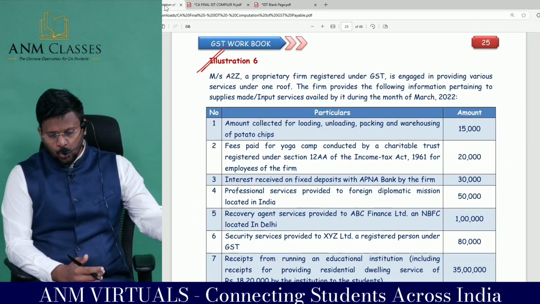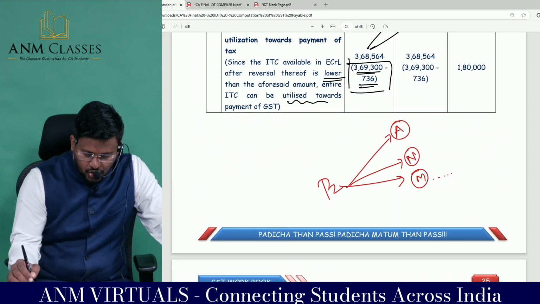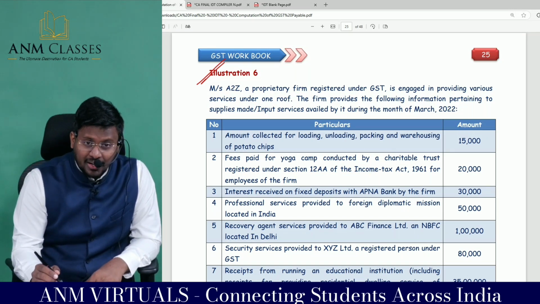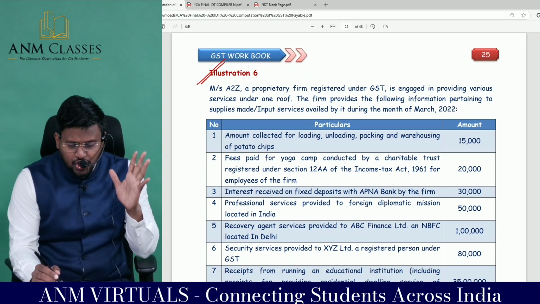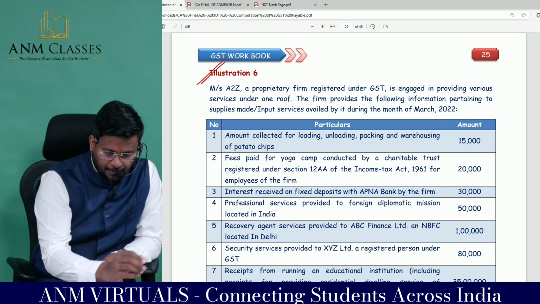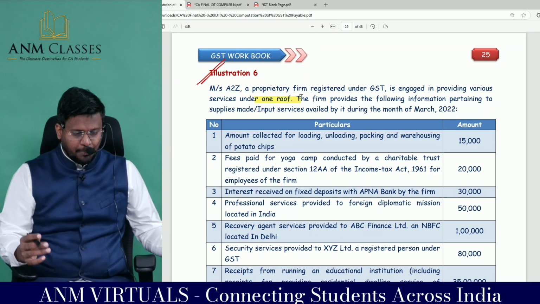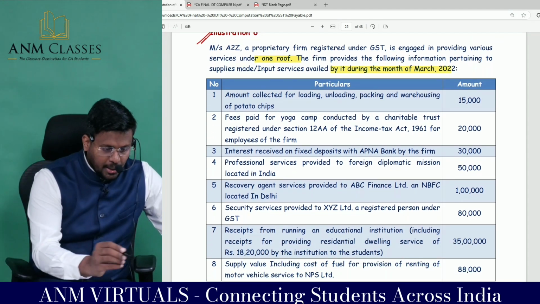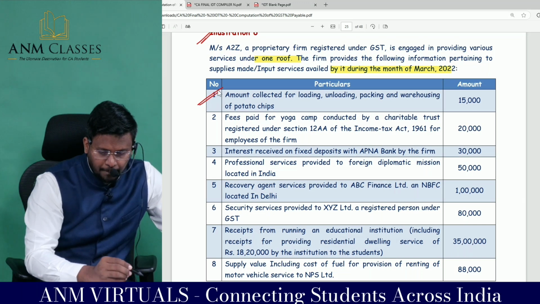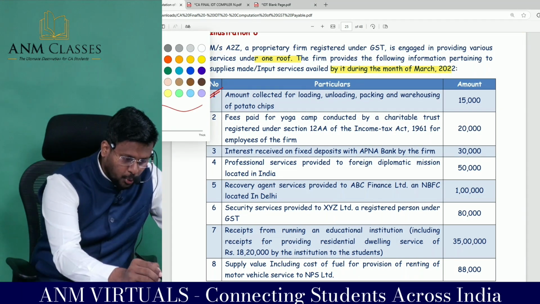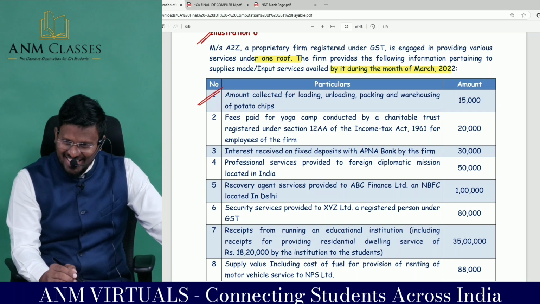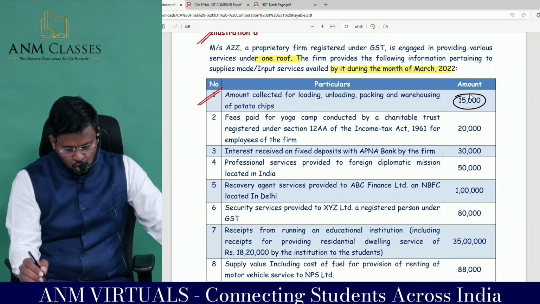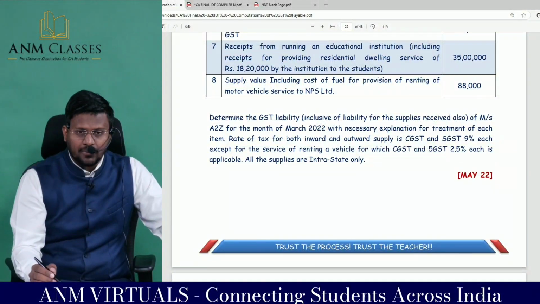Sir, in part number 2, we are moving to the last question, which is question number M, illustration number 6. Mrs. A to Z, a proprietary firm registered under GST, is engaged in providing various services under one roof. Fine. The firm provides the following information pertaining to supply made or input service availed by it during the month of March. Amount collected for loading, unloading, packing, warehousing of potato chips. Potato is agricultural produce. Potato chips are not agricultural produce. It is liable to what? So for that 15,000 consideration, GST has to be collected.